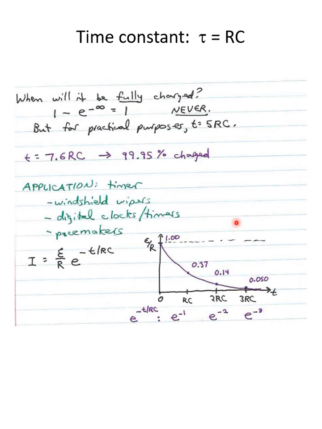The current is, remember, the EMF divided by the resistance times e to the negative t over RC. And so again, there's that exponential decay of the current.